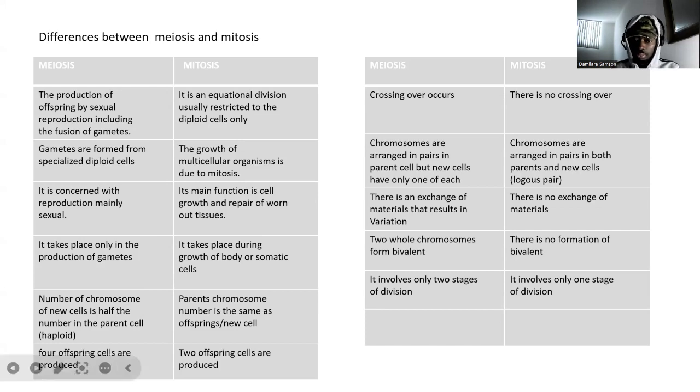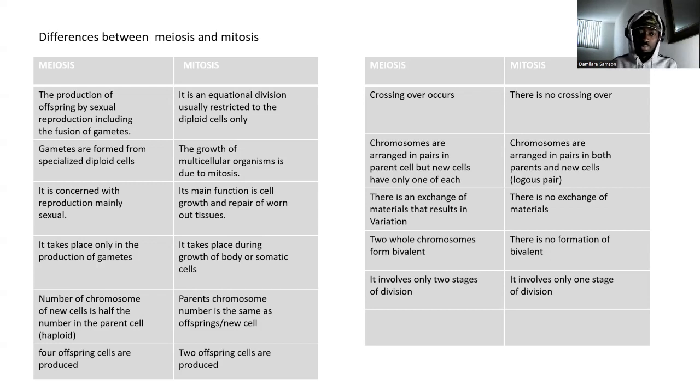And next, it is concerned with reproduction, mainly sexual. So I think I've talked about that. Mainly sexual, it's basically for reproduction. That's for meiosis. And for mitosis, when you talk about growth, repair of worn out tissues, that's what mitosis is for. Meiosis takes place only in the production of gametes. Mitosis takes place during growth of body or somatic cells.